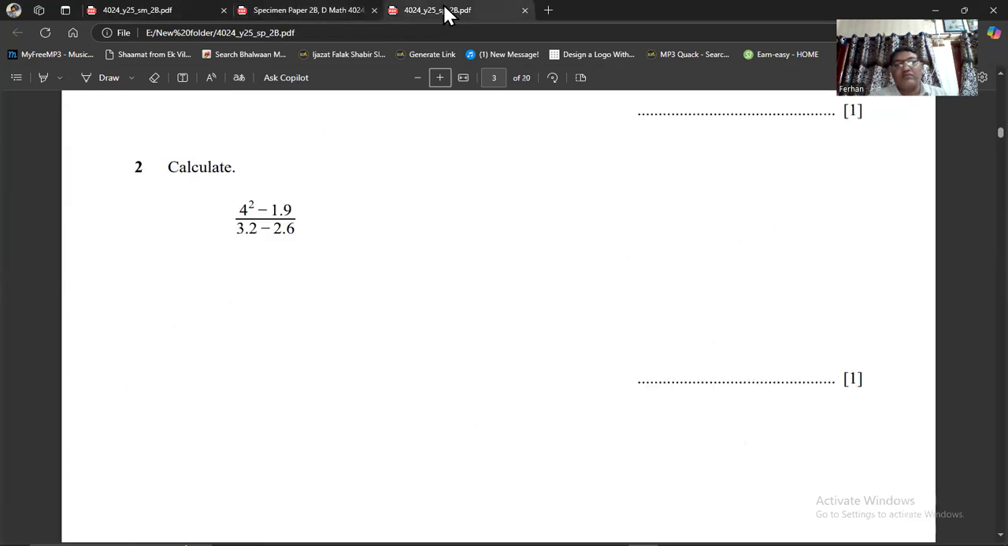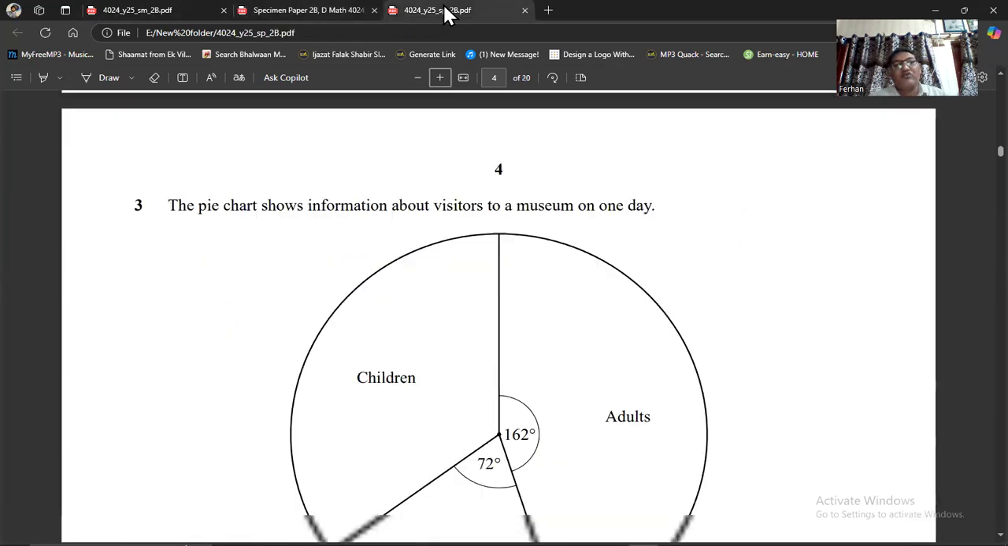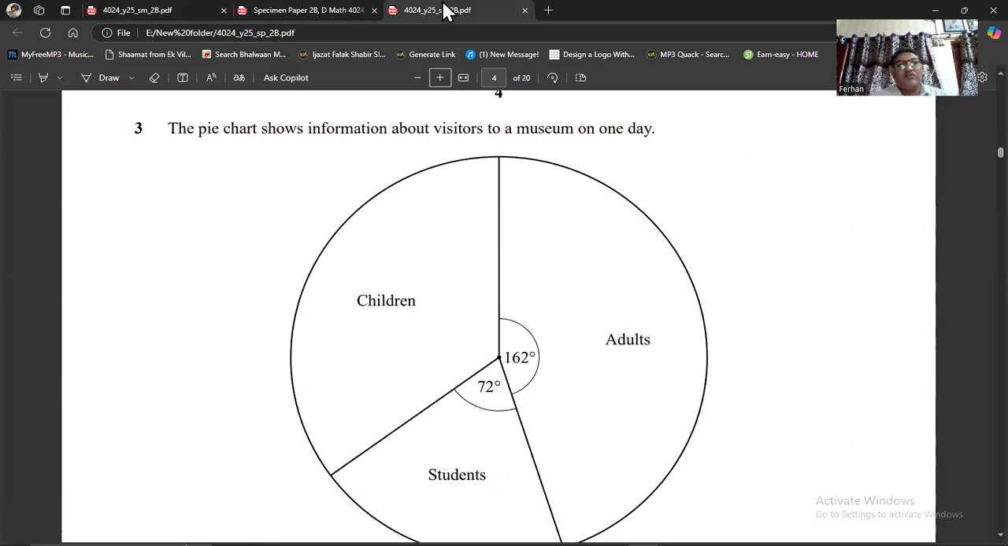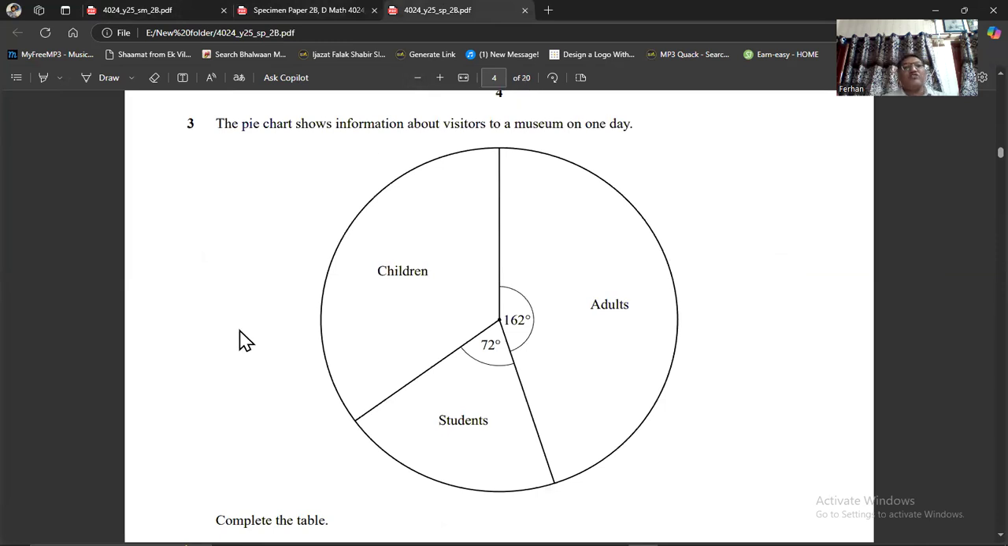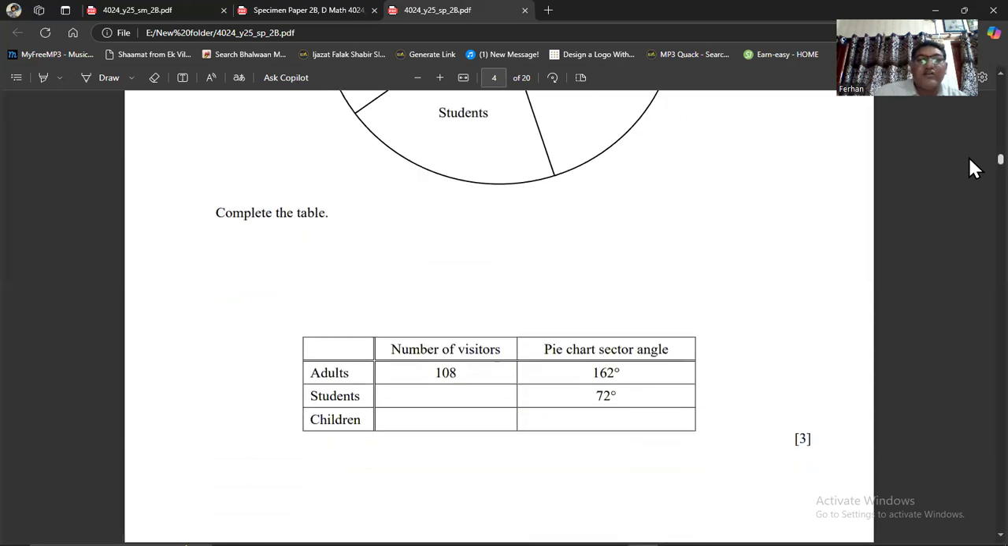So here we go. Question number 3 coming up on your screen. It says the pie chart shows information about visitors to a museum on one day. On the pie chart, the adults subtend an angle of 162, students subtend an angle of 72. Children's angle we don't know. We can find it very easily from 360, subtract 162 and 72, and you will be able to find out the angle for the children. Complete the table. So here we have to complete this table.